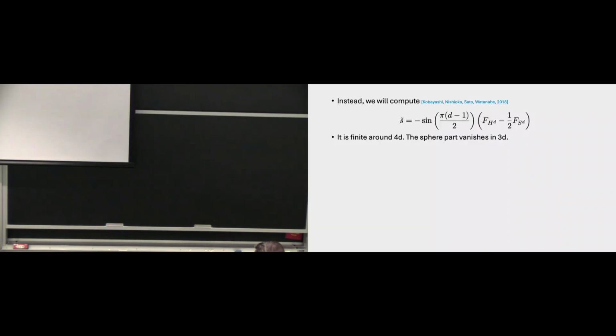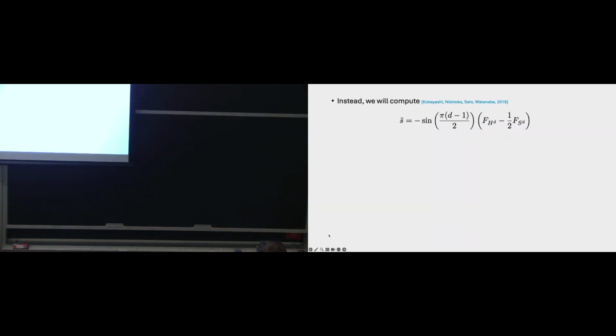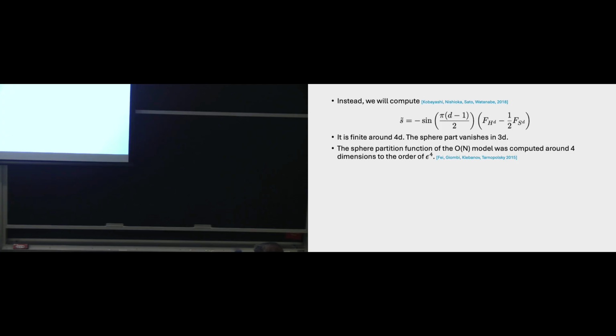There's no anomaly, and in 3D the sphere part does not contribute, because the sine factor vanishes. And the AdS part for the O(N) model is known around 4 minus epsilon, around 4 dimensions, and the epsilon expansion is known up to epsilon squared, to the second order.